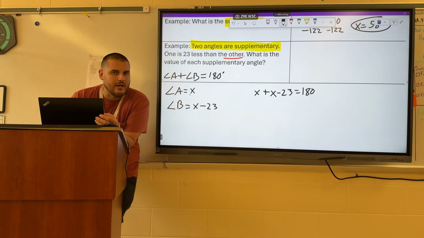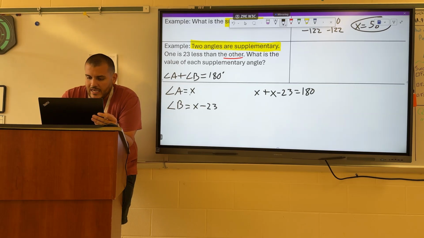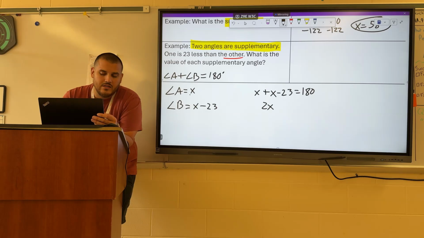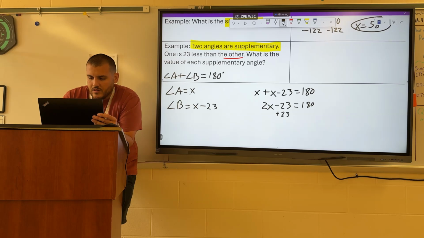And that's solvable now for us to figure out what x is. X plus x combines to give us 2x. I can then move that 23 to the other side of the equal sign by adding 23 to both sides.